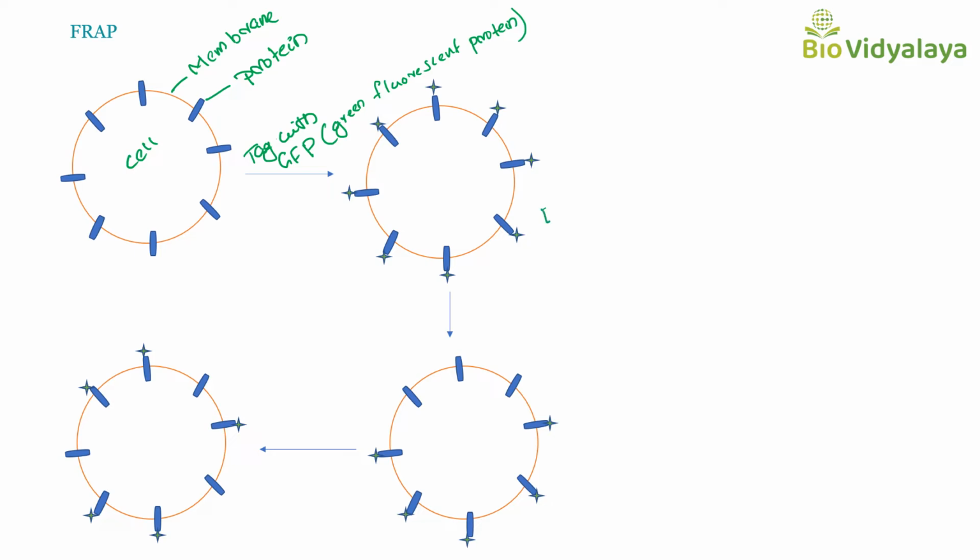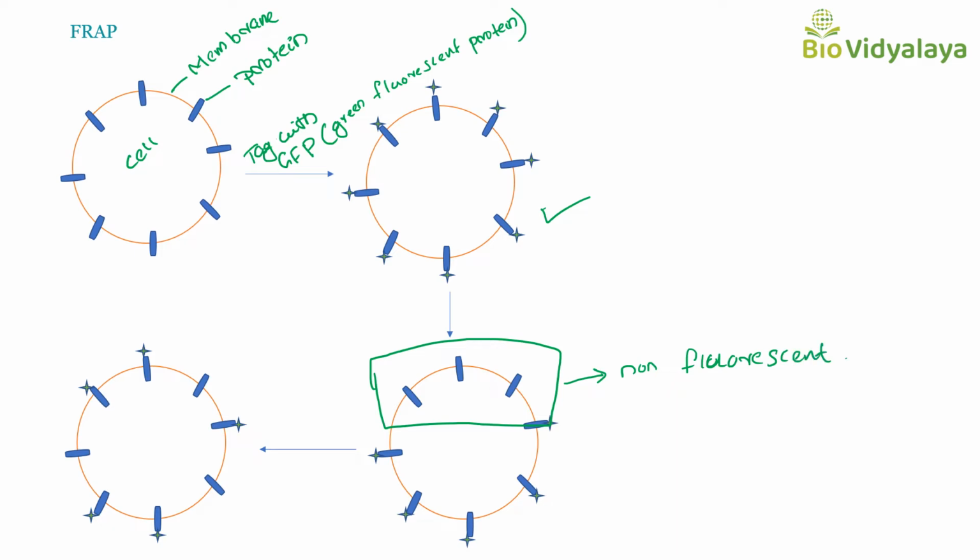After that, we will select one area, and then we will focus a laser beam on that selected area. Because of that laser beam, this area will become non-fluorescent, because the laser beam will destroy the fluorescent capacity of that molecule.